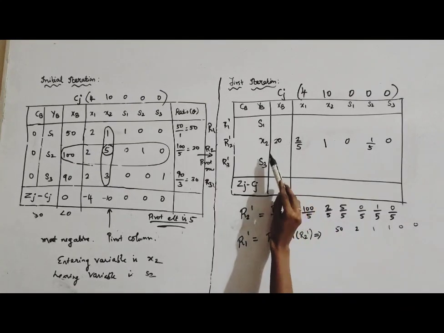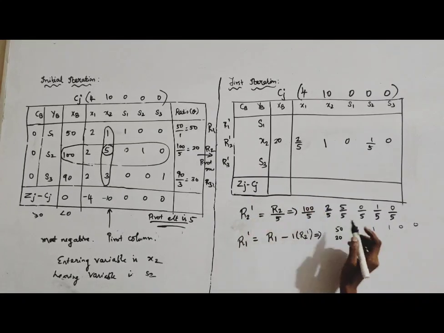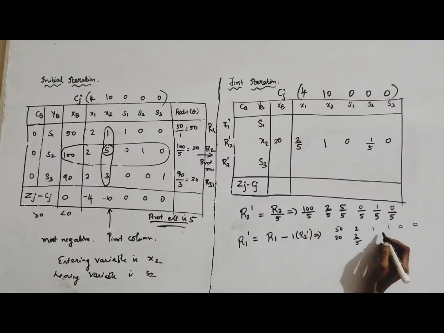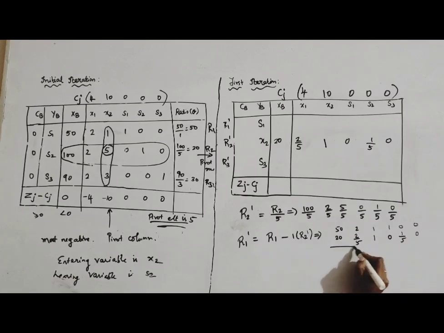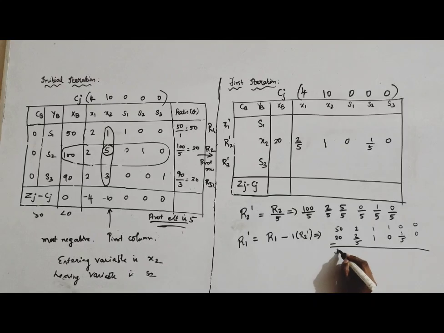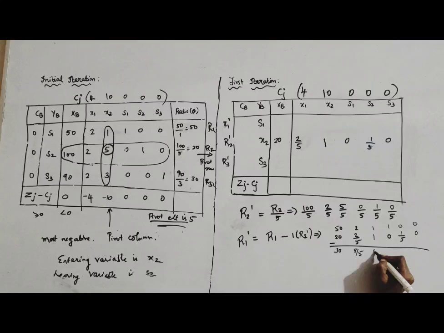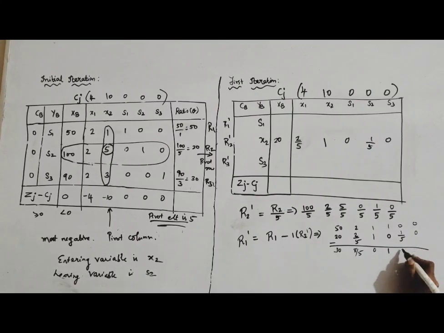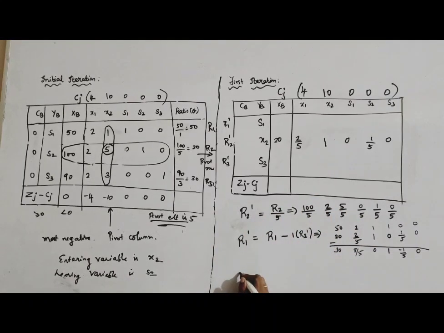What is R2 dash? 20, 2 by 5, 1, 0, 1 by 5, 0. Therefore, 1 into 20, 20. 1 into 2 by 5, 2 by 5. 1 into 1, 1. 1 into 0, 0. 1 into 1 by 5, 1 by 5. 1 into 0, 0. Okay, you have to subtract this term. 50 minus 20, 30. 2 minus 2 by 5, 8 by 5. 1 minus 1, 0. 1 minus 0, 1. 0 minus 1 by 5, minus 1 by 5. 0 minus 0, 0. You have to write the values in the corresponding S1.